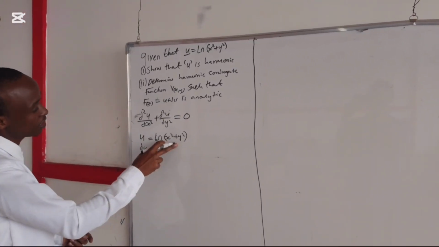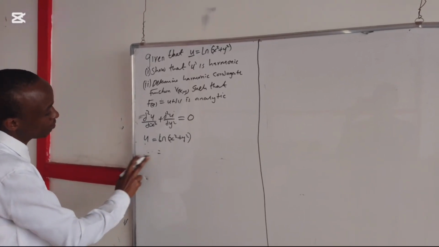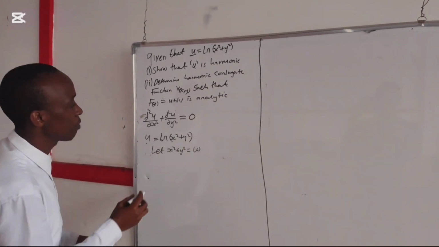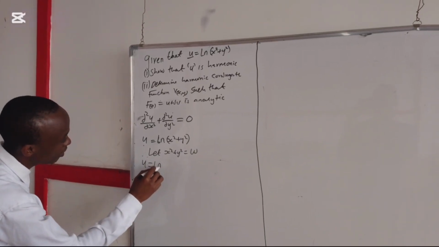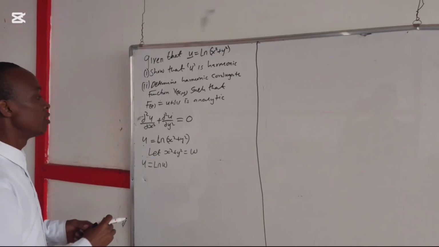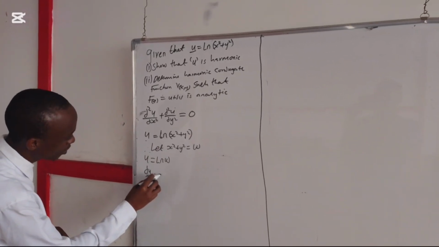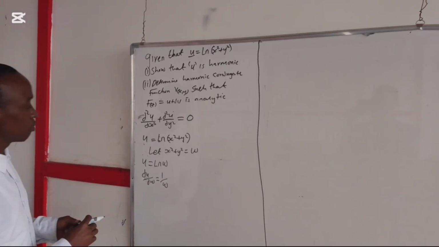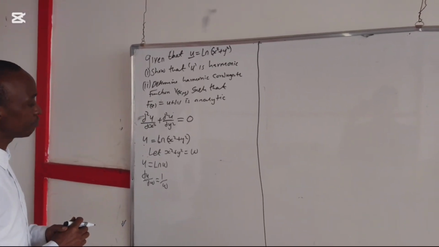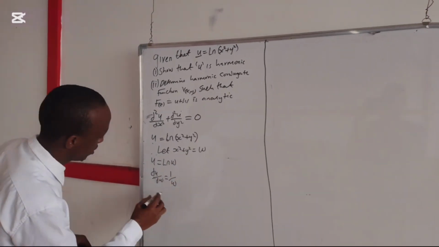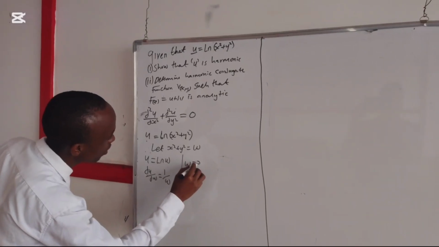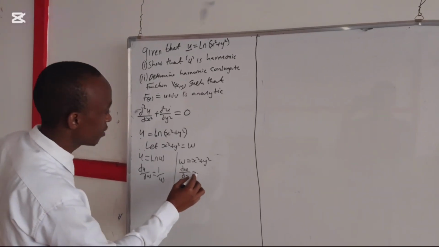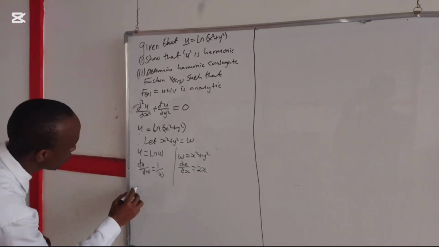First of all, we have to differentiate this using the chain rule. Let x squared plus y squared be equal to w. Now U is equal to ln of w. So du/dw gives us 1 over w. Then w is equal to x squared plus y squared, so dw/dx is equal to 2x.